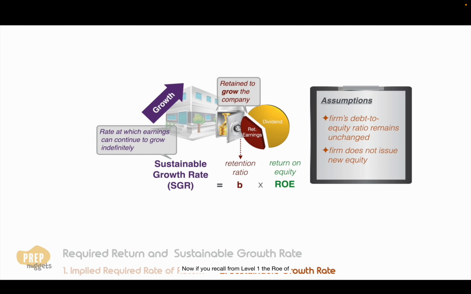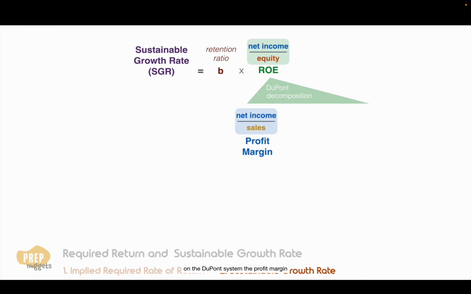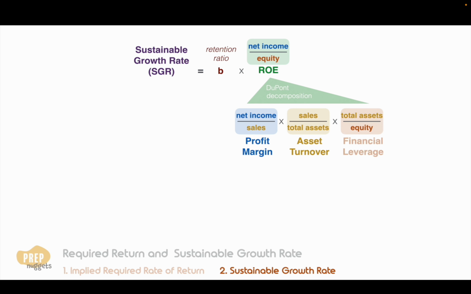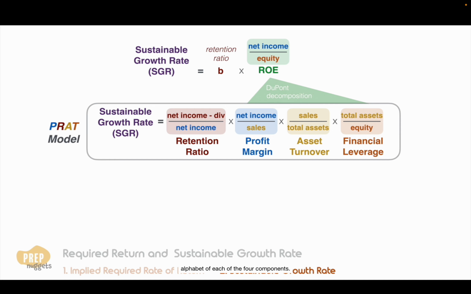Now, if you recall from level 1, the ROE of a company, which is the net income over equity, can be decomposed into 3 components based on the DuPont system: the profit margin, asset turnover, and financial leverage. This means that the sustainable growth rate of a company is a factor of these 3 components and the retention ratio. This is also called the Pratt model, based on the first alphabet of each of the 4 components.